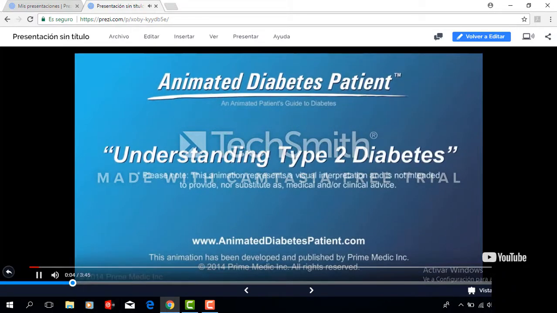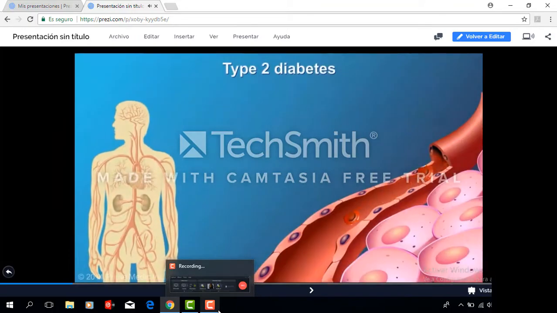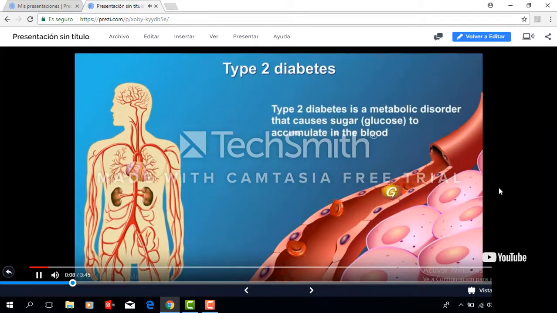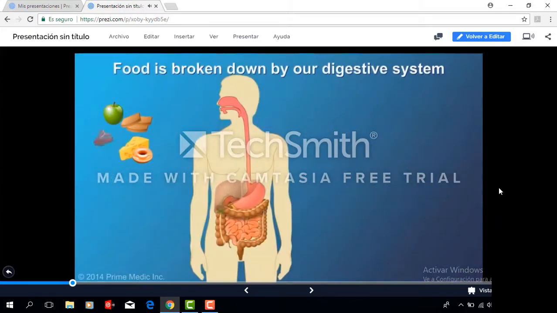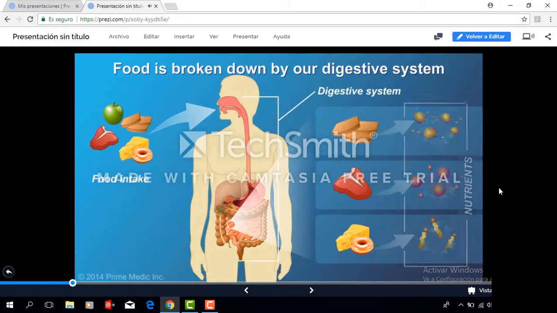Understanding type 2 diabetes. Type 2 diabetes is a metabolic disorder that causes sugar, in the form of glucose, to accumulate in the blood rather than being used as fuel by the cells in our body. When we eat, food is broken down by our digestive system into nutrient molecules that are then absorbed through our digestive tract for use by the body.